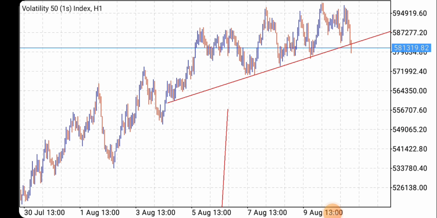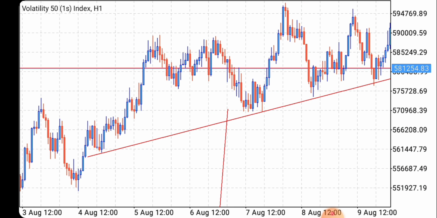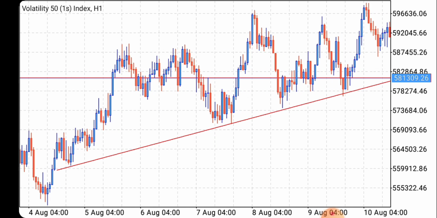Okay, all right, you can see. So take note of the first and the second zones.